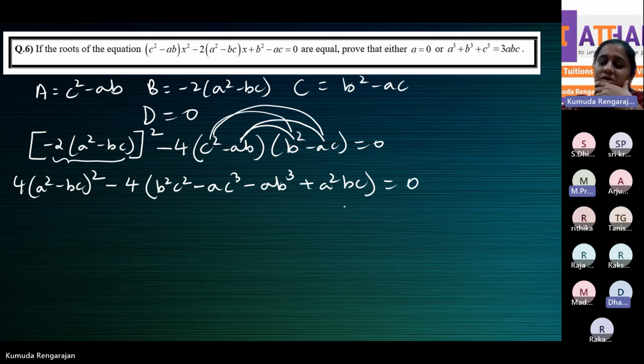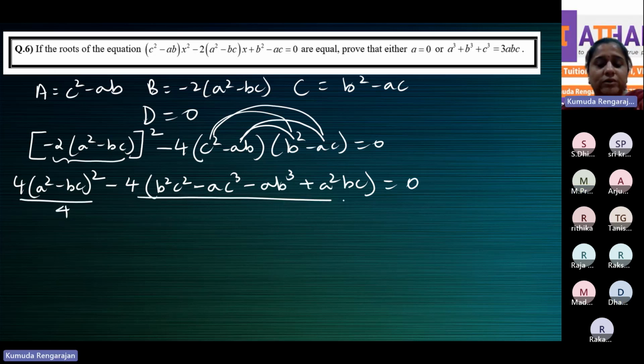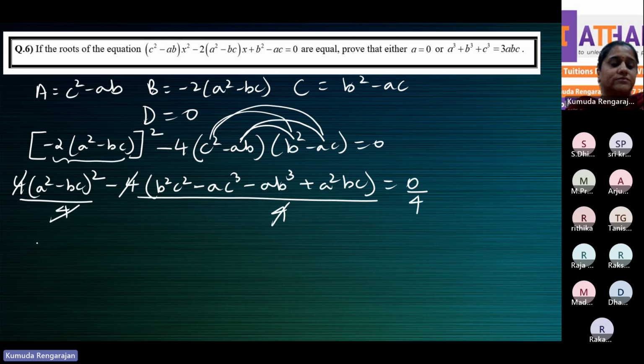Equation, ma'am. So can we divide by 4 throughout? Yes, ma'am. We'll divide by 4 throughout because 4 is common. So 4 and 4 get cancelled. 0 by 4 is 0. Now expand this one.